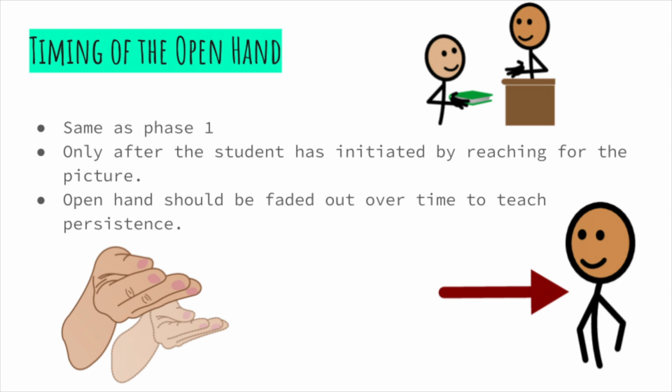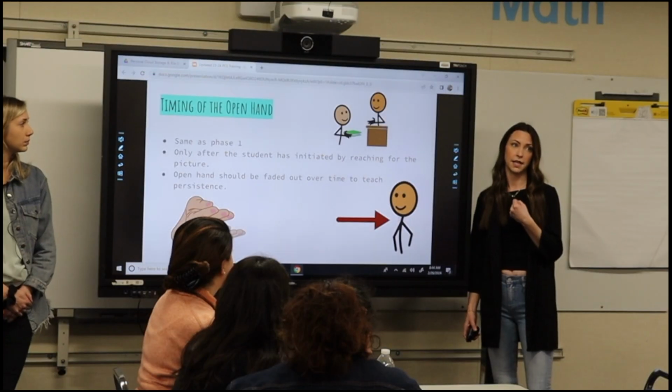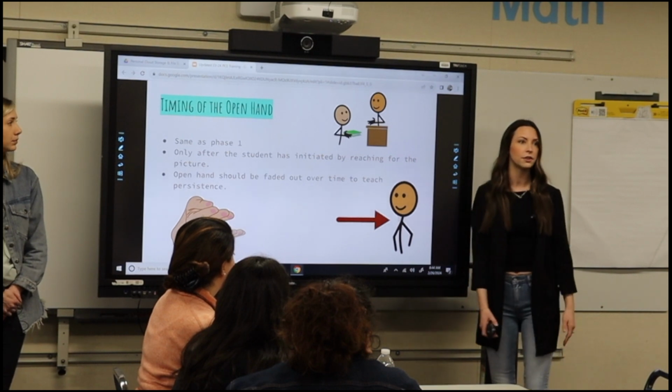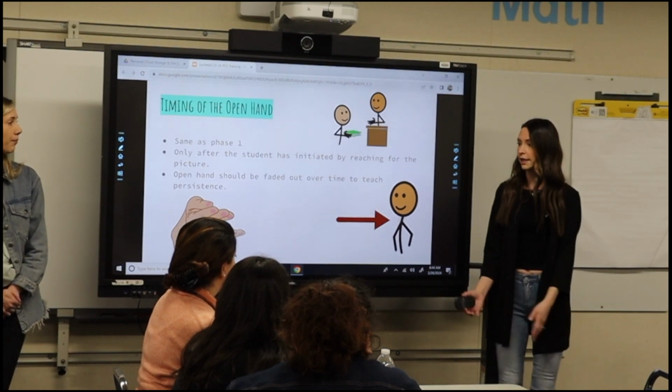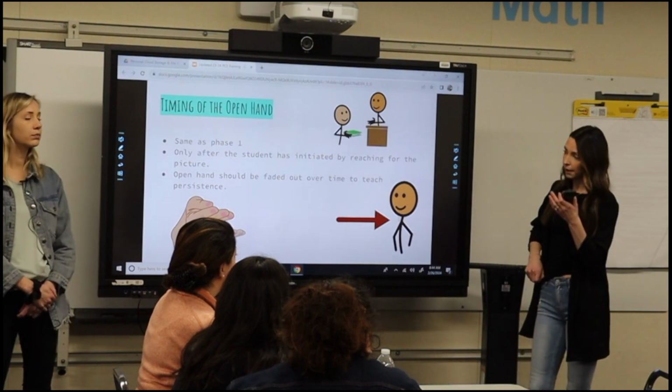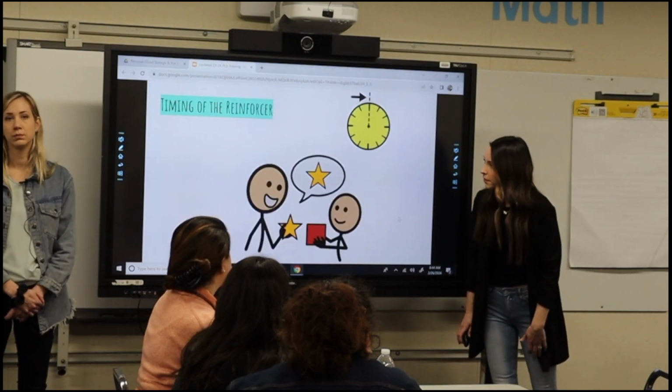Only after the student has initiated by reaching for the picture, the open hand should be faded out over time to teach the persistence aspect. So we are going to take away that half second. We're just not going to open our hand. We're going to have them come to us. There's other tricks to it too, like you're standing backwards, so they have to come and get your attention by tapping you. Those are future skills. Again, I'm not quite there with some of my kids, but we tried.